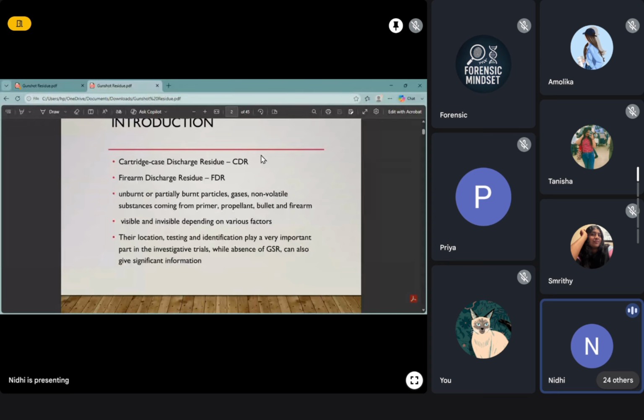So it can be visible or invisible. It depends on factors, like yesterday when we saw the wounds. In those wounds we were able to see soot deposition and residues, and those residues we can find inside a wound. Then comes their location, testing and identification. It plays an important role in the investigative trial, while the absence of GSR can also give significant information.